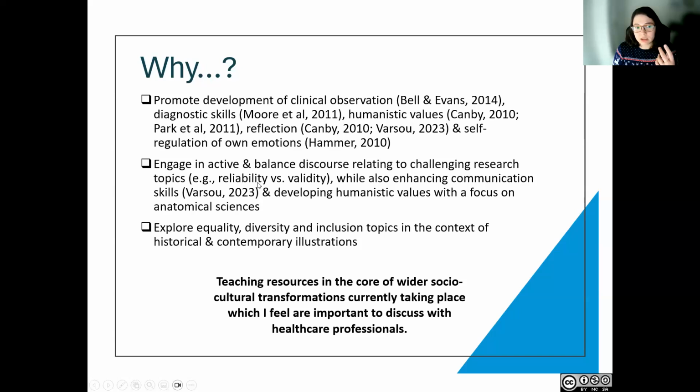In my particular case, it was important because I wanted to engage my learners in active and balanced discourse relating to challenging research topics or threshold concepts, while also maintaining that communication with them and that partnership with the aim of developing specific humanistic values, all of that centered in the context of anatomical sciences. And finally, to explore different ADI topics in the context of historical and contemporary illustrations as the final part of the second workshop, which interestingly, it was actually the students who were interested in that, and they informed the development of that workshop through the Mentimeter.